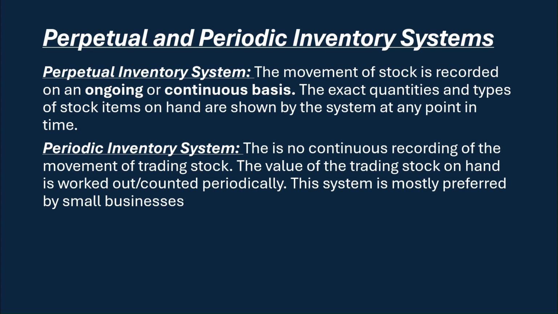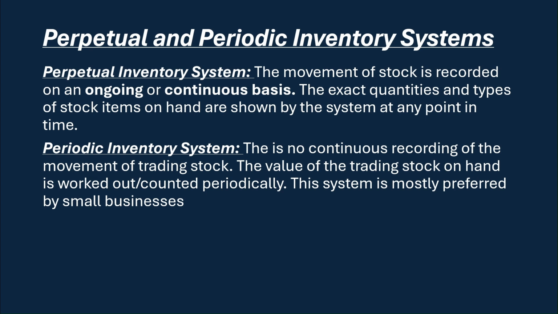So let me explain that part. Remember that with the first one, which is perpetual, they used to do it maybe on a daily basis, hourly basis, or on a transaction basis, right? But now with the periodic, they have set up a time. Maybe they would say that each and every month, that's when you're going to check the trading stock on hand that they have. So that's what they mean by periodically.